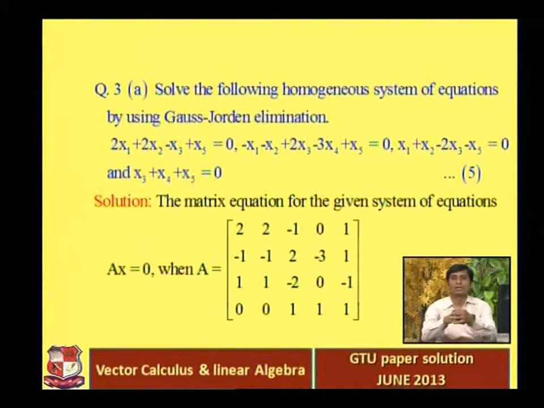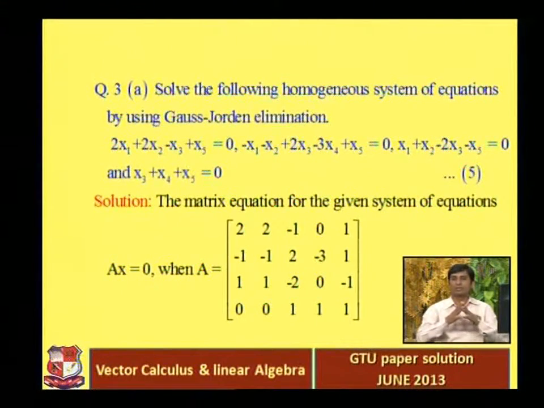When we use the Gauss-Jordan method, definitely we have to convert the given matrix into a reduced row echelon form. If instead we use the Gauss elimination method, then we only need to convert the given matrix into a row echelon form. But here we have to convert the given matrix into a reduced row echelon form.